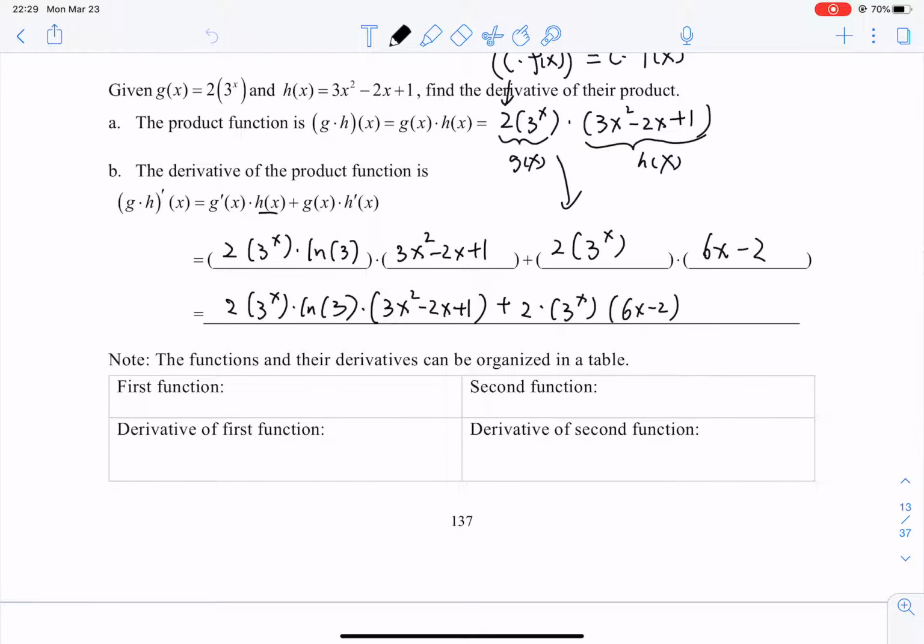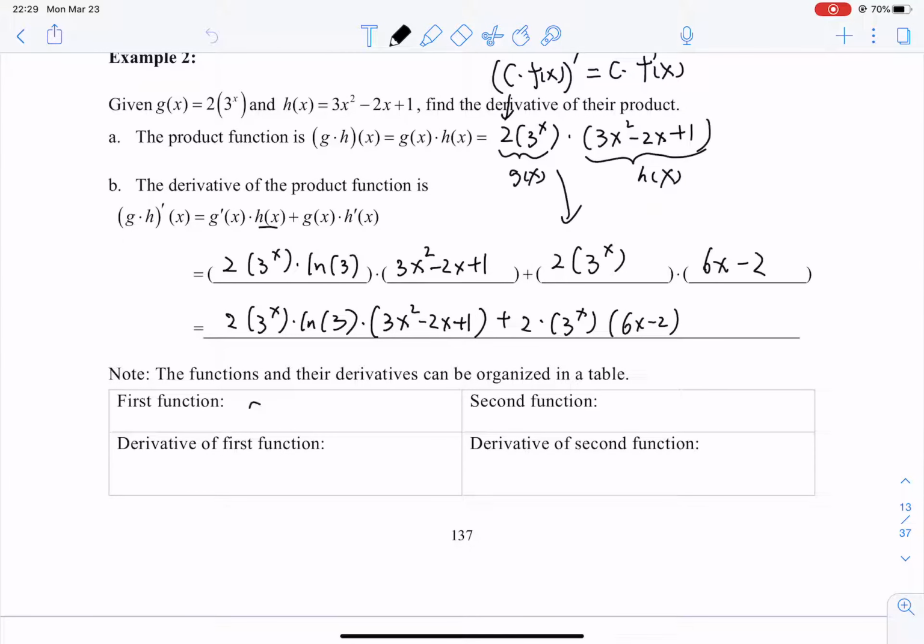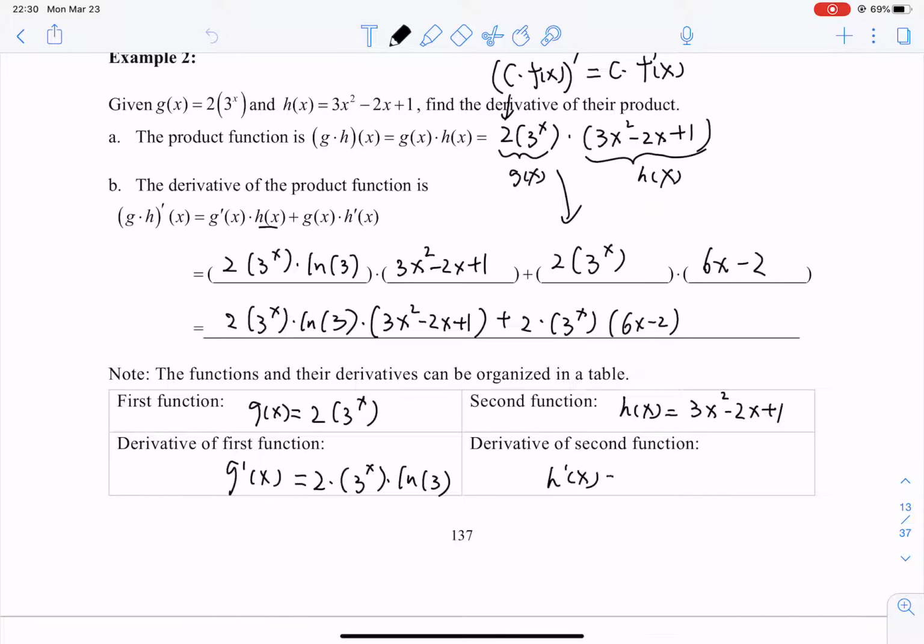So we can see here in the table, the first function, g of x, equals 2 times 3 to the x power. The second function is h of x, that is just 3x squared minus 2x plus 1. Derivative of the first function, g prime of x, 2 multiplied by 3 to the x power multiplied by natural log of 3. Derivative of the second function, h prime of x, equals 6x minus 2.